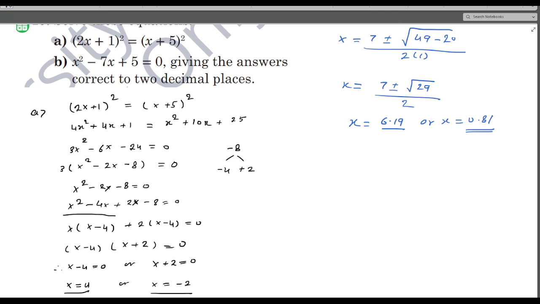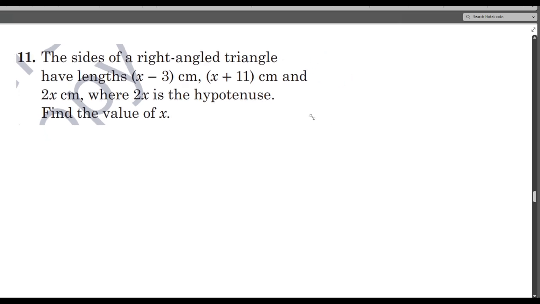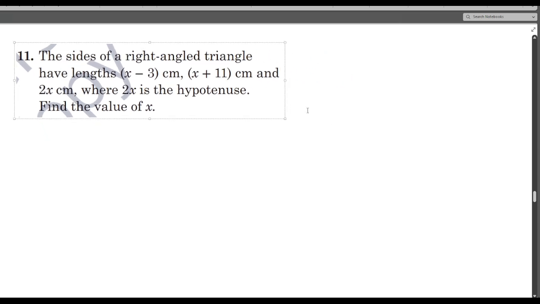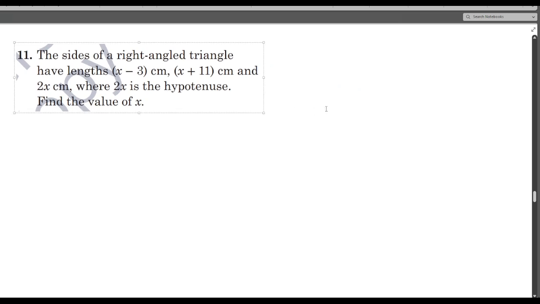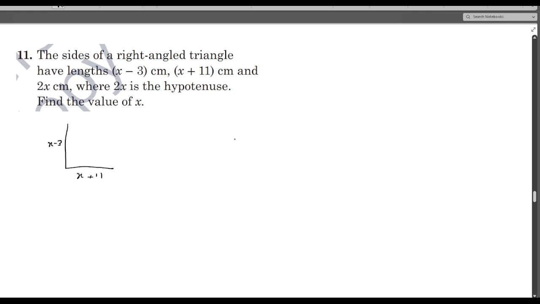Now next question, question number 11. So keep patience, we are 3 questions away from finishing this exercise. Now question number 11 is the sides of a right angle triangle. The sides of a right angle triangle have length x minus 3, x plus 11. So let us draw one right angle triangle. Let us draw here. One side is x minus 3, other side is x plus 11.